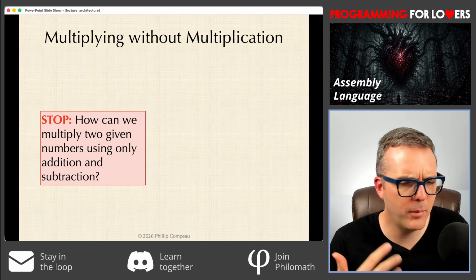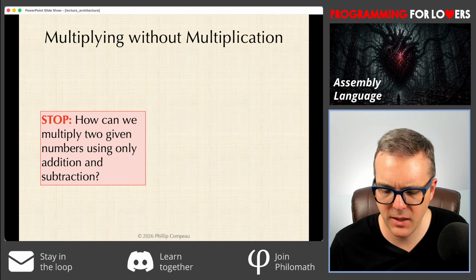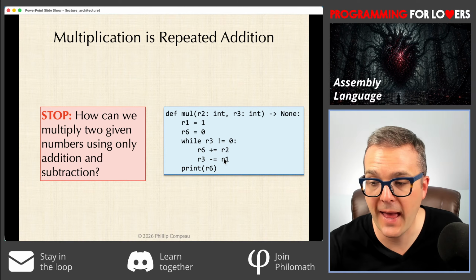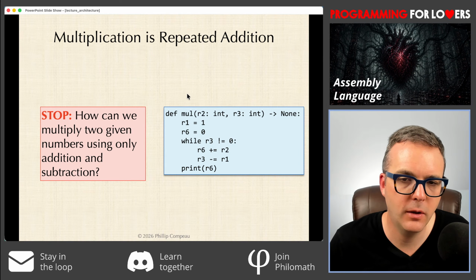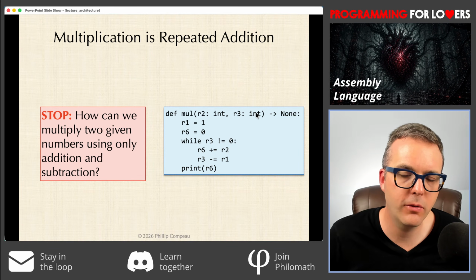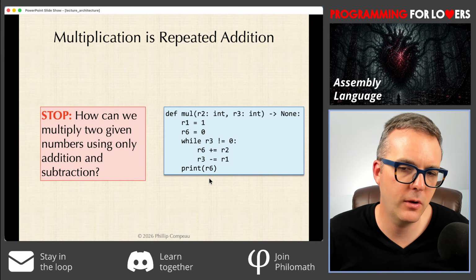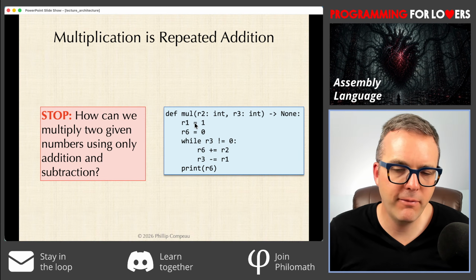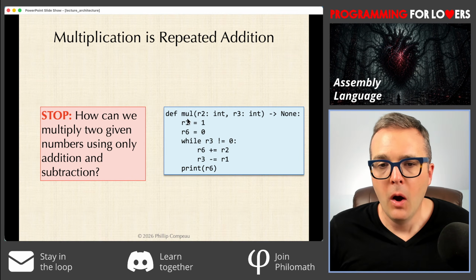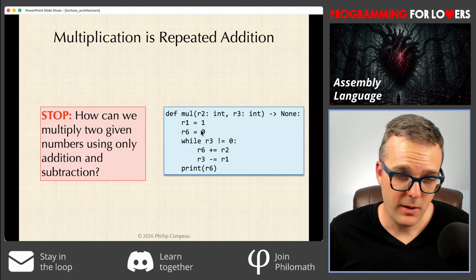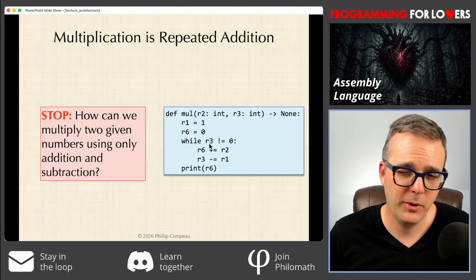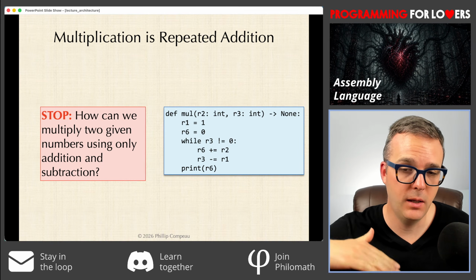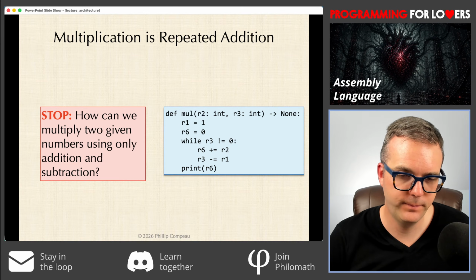But I could represent a multiplication function as repeated addition even with, like, a Python function. So I could have a function, I'm thinking, multiplying R2 and R3 together. It's not going to return anything because I'm just going to print it. And I could have this function that sets R1 equal to 1 and R6 equal to 0. And then what I'm going to do is repeatedly subtract R3 until it hits 0.